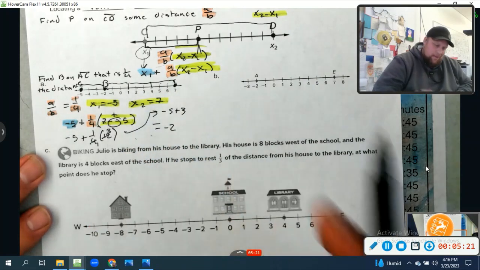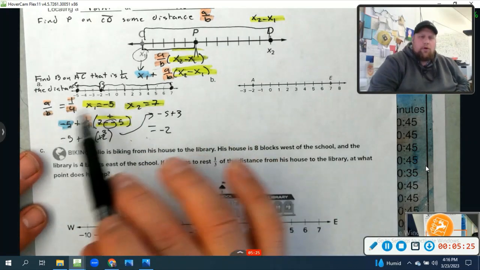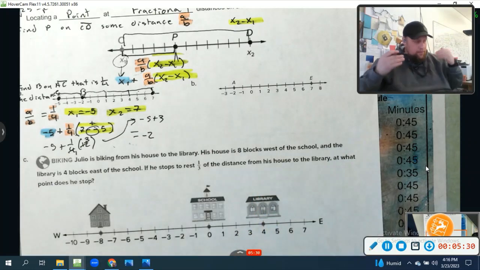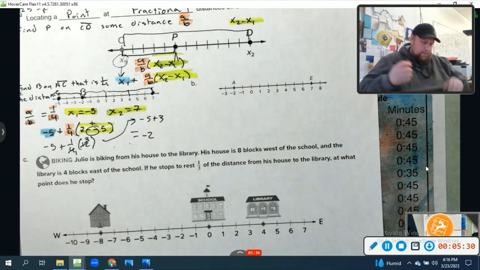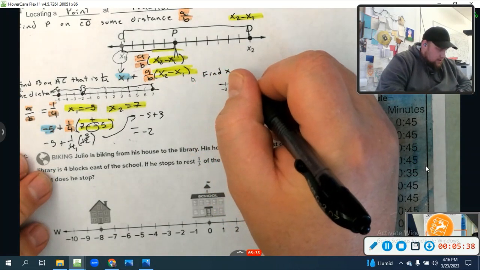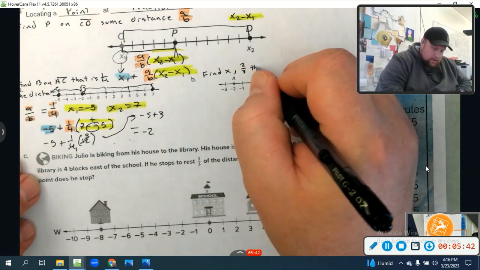Now, this is for the formula-oriented people. How I'm really going to do this, guys, at least for me, okay? So I want to now find x, which is 2/3 the distance from A to E.